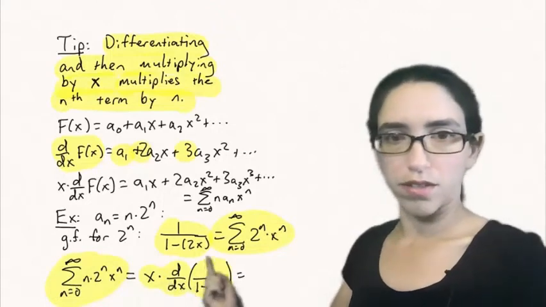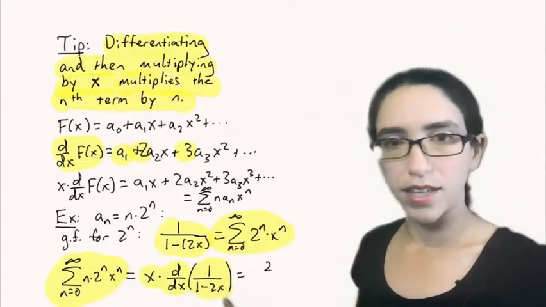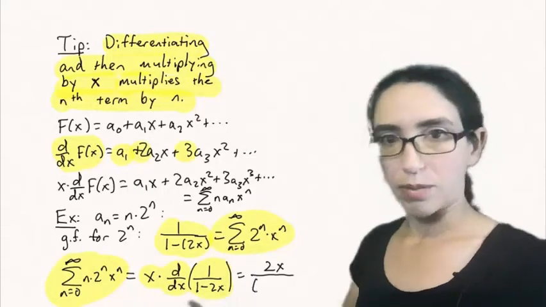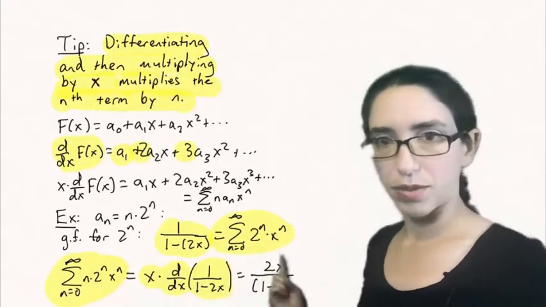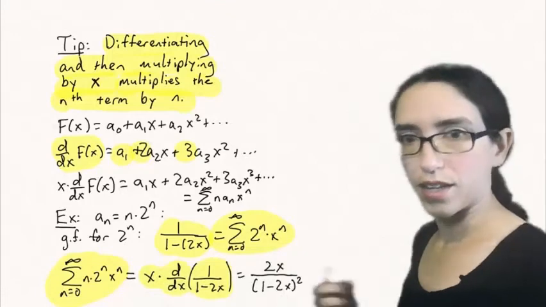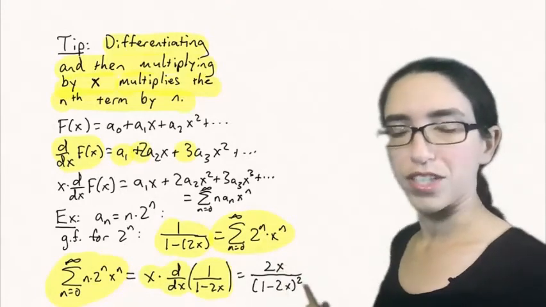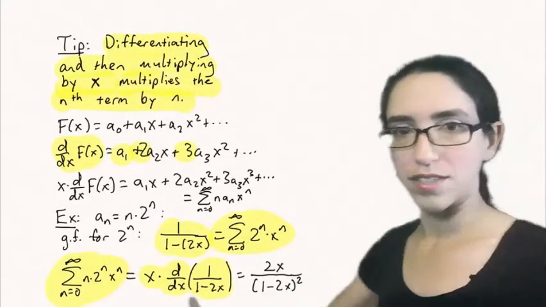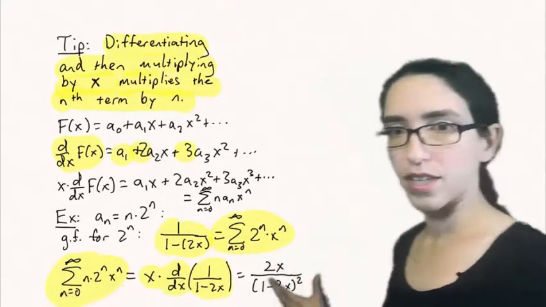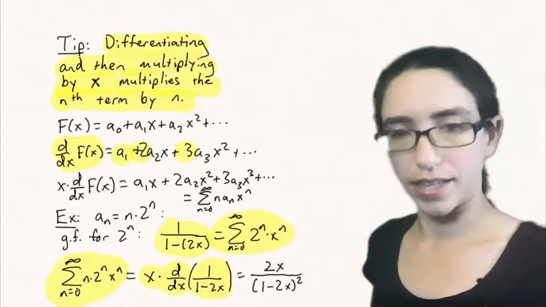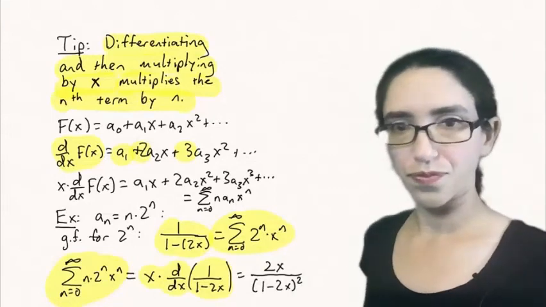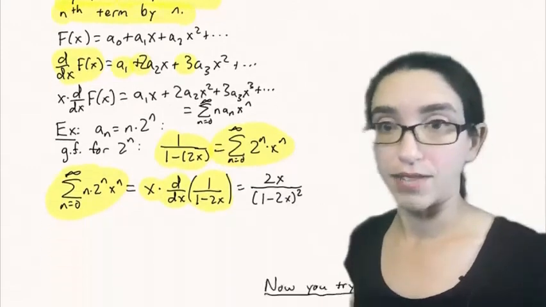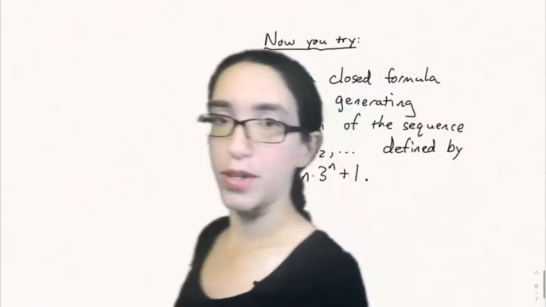So the derivative of 1 over 1 minus 2x is going to be 2 over (1 minus 2x) squared by the chain rule. And then that x comes in the numerator as well. So we'll get the answer of 2x over (1 minus 2x) squared. And voila, we have found another closed form for this generating function of this sequence that we can then use to study the sequence. And we'll see how these closed formulas come in handy in the next video for finding formulas for a sequence.